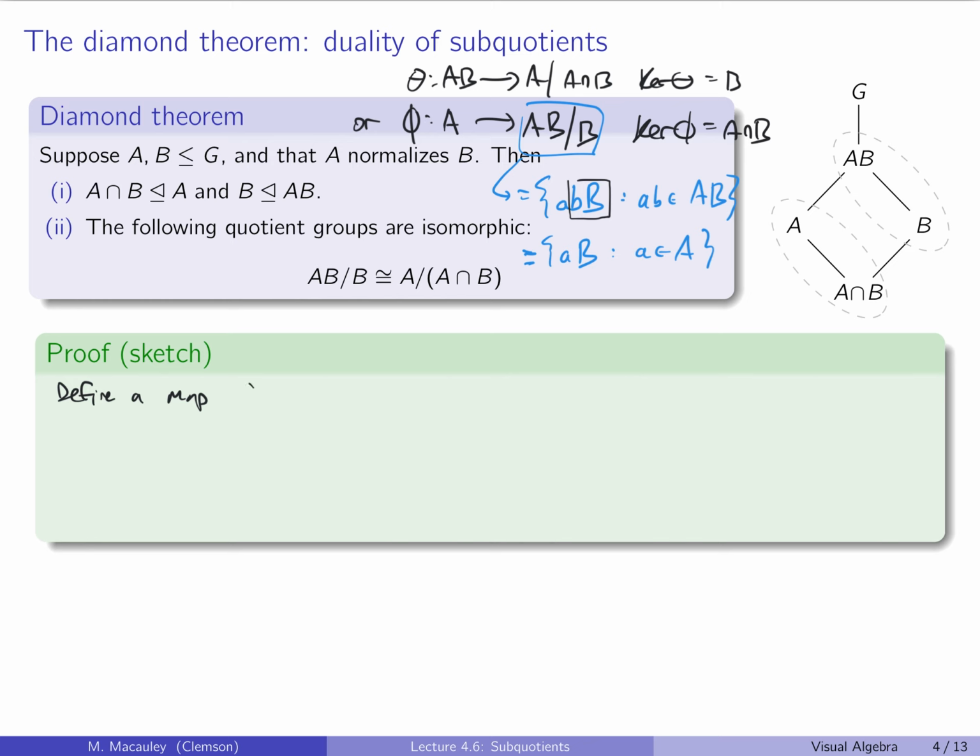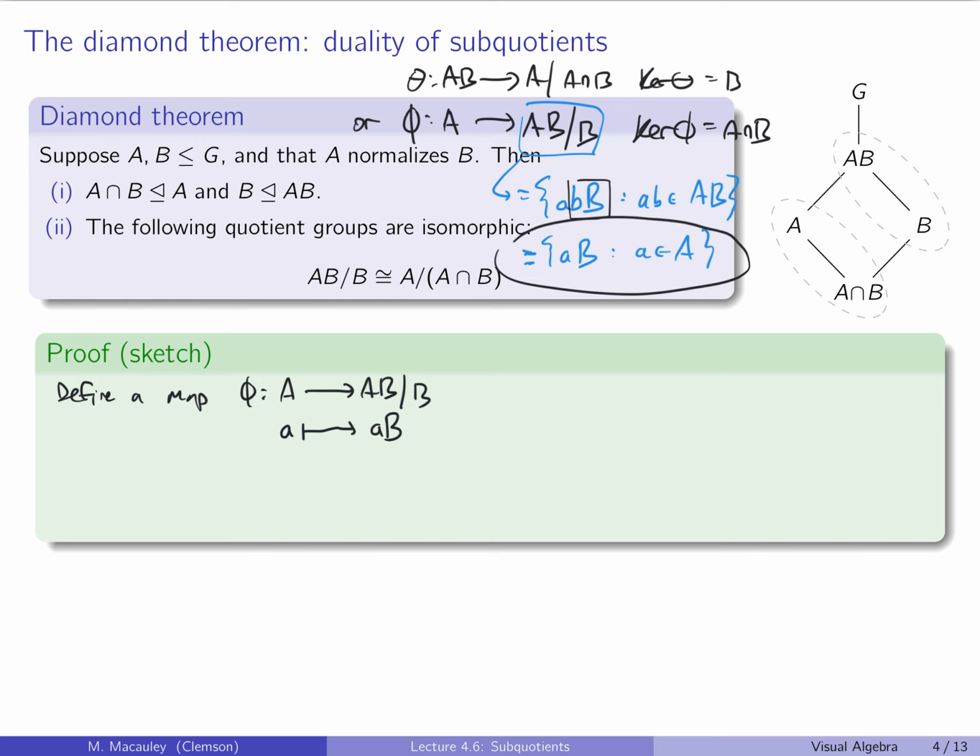So I will define a map phi from A to AB mod B. And now, how do you think we should define such a map? I mean, there's not too much we have to work with. So let's take an element, little a, and where are we going to map it to? Which coset? And the cosets look like this, right? Well, what about little a, B? There we go.